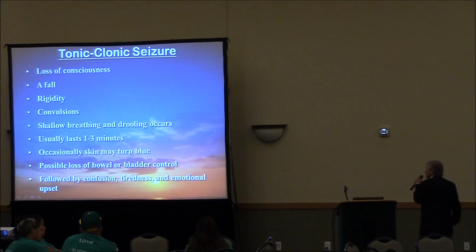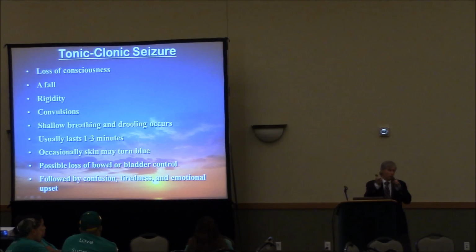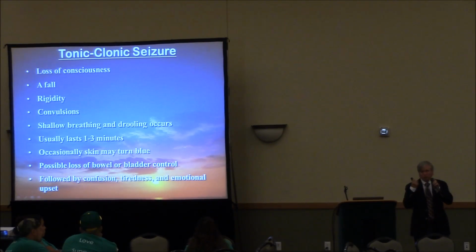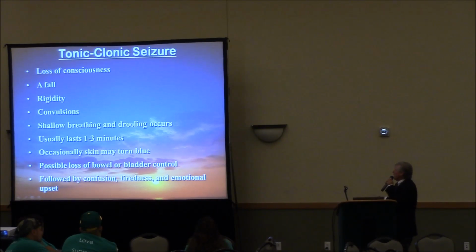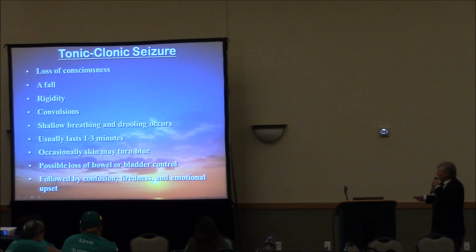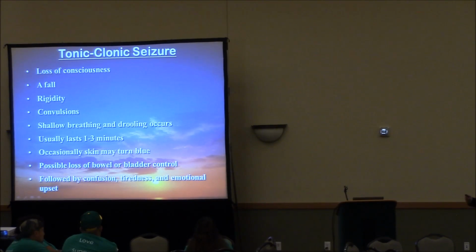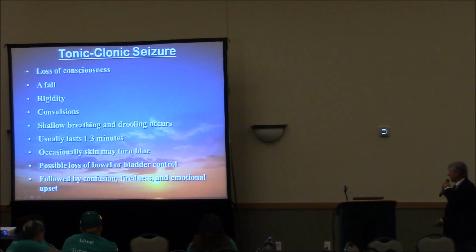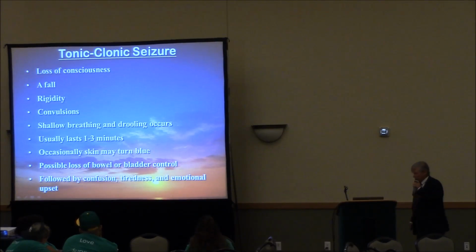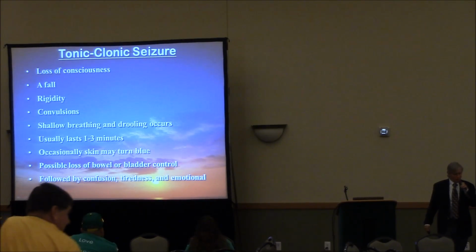There will be usually some skin bluing or ashing. You'll certainly witness that around the lips or even in the nail beds. There might be a possible loss of bladder or bowel control. That happens at the end of the seizure activity. So in one way, it's a bad thing. In another way, it's kind of a good thing because it is a signal that the seizure has come to a stop.